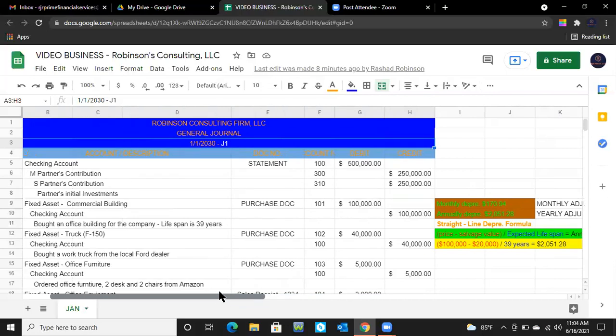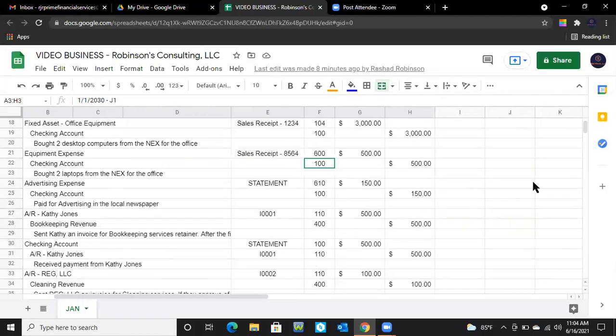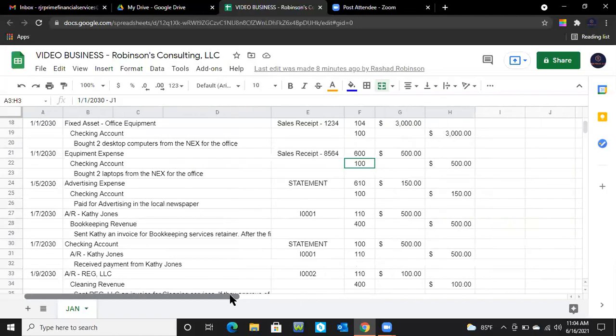So as you can tell, we bought a few fixed assets. You do exactly the same thing. You would debit the fixed asset account because you're creating that asset, and you would credit the checking account because you use the checking account to purchase the asset. So after we buy some equipment, and you see how I have an equipment expense here because it was only 2 laptops for $500. So we wouldn't depreciate that. We would just go ahead and expense that right there.